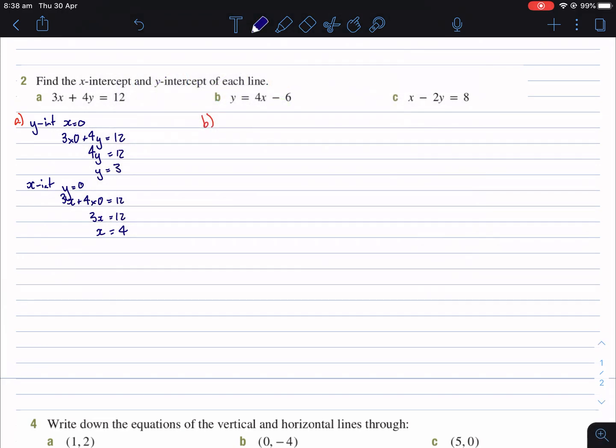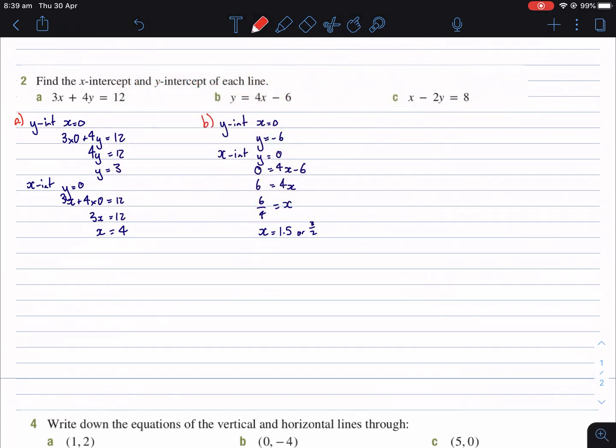This is much nicer than when we had quadratics. Y-intercept x equals 0. Well, you can already see that this is going to disappear and you're going to be left with negative 6, yeah? X-intercept y equals 0. So we've got 0 equals 4x take 6. So now we're going to have to actually solve for x. We're going to move the 6 over to the other side. 6 equals 4x. So now we're going to divide by 4. So 6 over 4 equals x. And that's the same as 1.5, or 3 over 2. Doesn't matter.